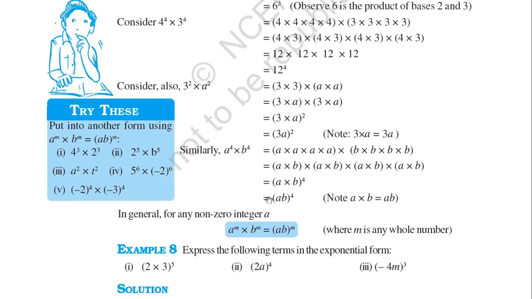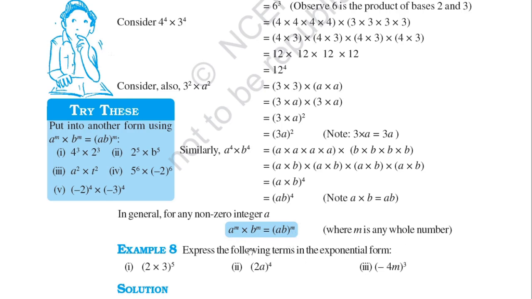Similarly, a to the power 4 into b to the power 4. So you can see here (a into b) to the whole power 4. So for any non-zero integers, a^m into b^m is equal to (ab) to the whole power m, where m is any whole number.